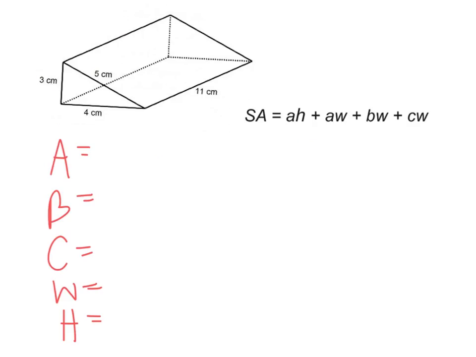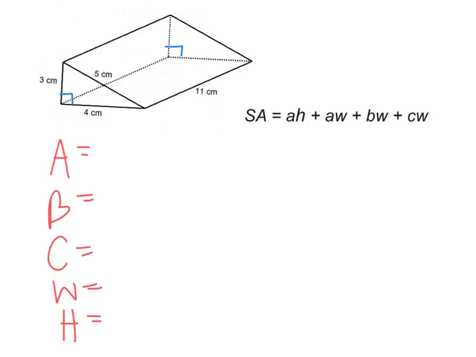Go ahead and take a look at another example. This is what we would call a right triangular prism because you'll notice that we have a right triangle making up two of the faces of our triangular prism. So once again, let's go ahead and identify our A, B, C, H, and W.